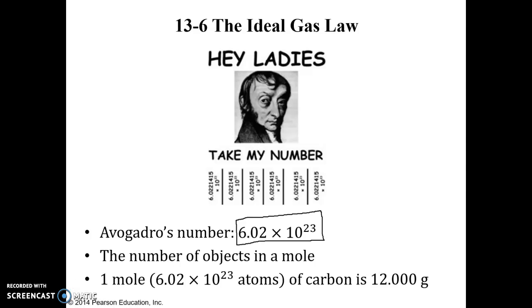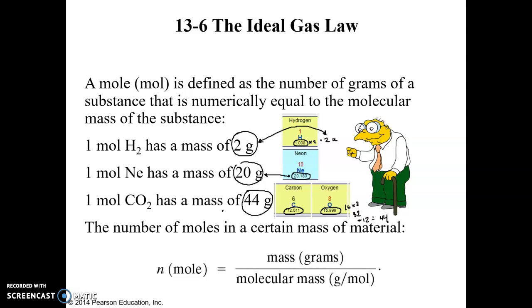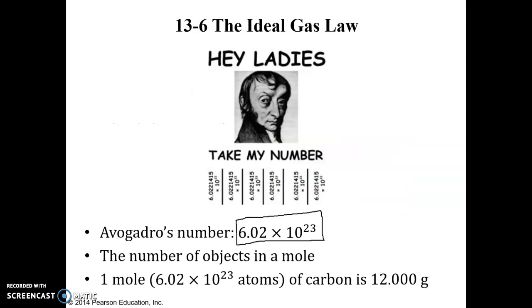So if I jump back here to the previous slide, what we're saying is if we had 6.02 times 10 to the 23rd carbon dioxide molecules, it would have a mass of 44 grams. And again, carbon is the basis of the atomic mass unit. And so a mole, 6.02 times 10 to the 23rd carbon atoms, would have a weight of exactly 12 grams.